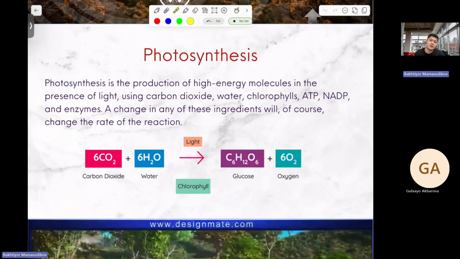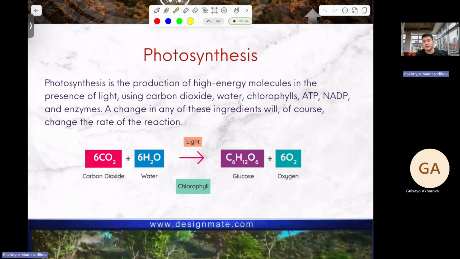So the photosynthesis equation is 6 molecules of carbon dioxide plus 6 molecules of water, with the help of light, and of course with the help of chlorophyll, the plants are going to make glucose and oxygen. Let's decode it like a recipe.